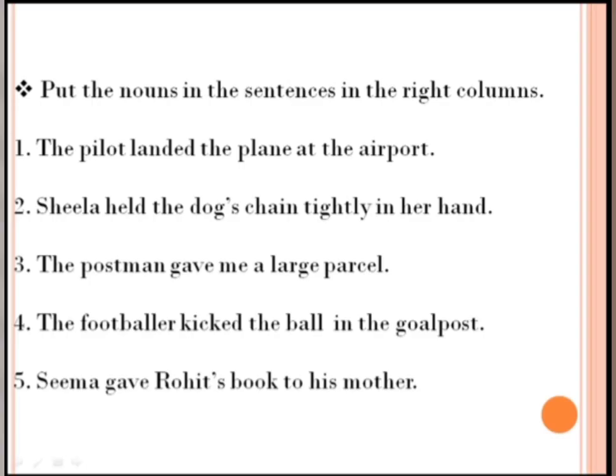Now let's solve some more examples of nouns. Question: put the nouns in the sentences in the right columns. Firstly we will solve the sentences and then we will write in the columns. See here, the pilot landed the plane at the airport. Here the pilot is a subject. Landed is what? It's a verb. So ask the question to the verb with what? What landed? The plane. So what is it? The plane is a direct object.